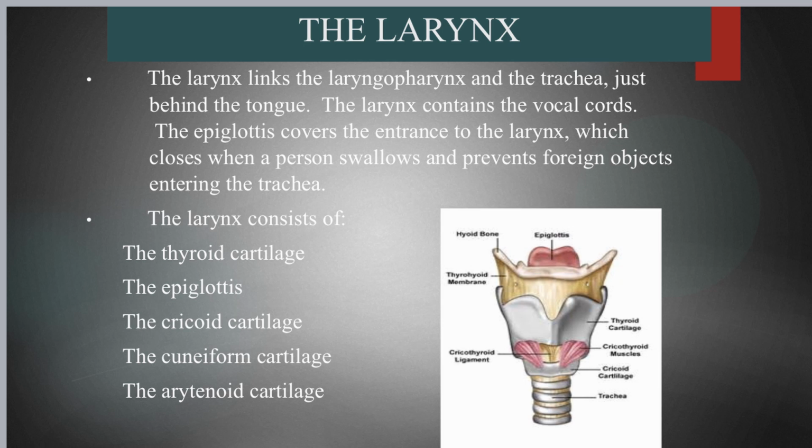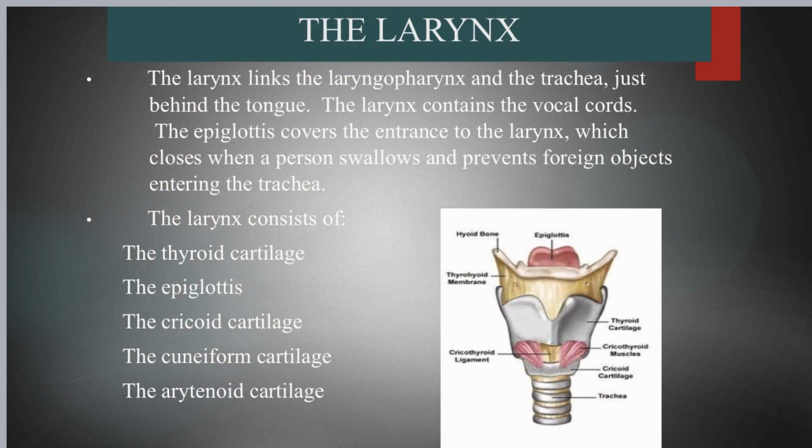The larynx links the laryngopharynx and the trachea just behind the tongue. The larynx contains the vocal cords. In the larynx we find the epiglottis. The epiglottis covers the entrance to the larynx, which closes when a person swallows so that no food can enter into the trachea. The larynx consists of the thyroid cartilage, the epiglottis, the cricoid cartilage, the cuneiform cartilage, and the arytenoid cartilage. Please look at your figure on page 10.4 and page 264 to see the pathway of air from the nose to the larynx, as well as figure 10.6.